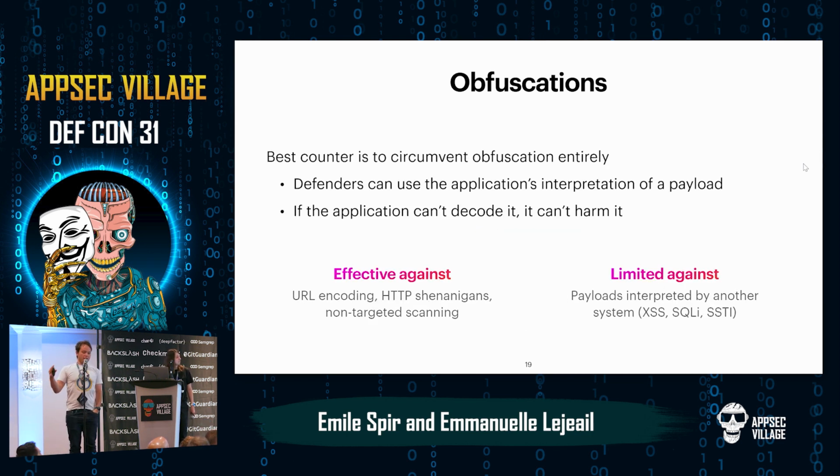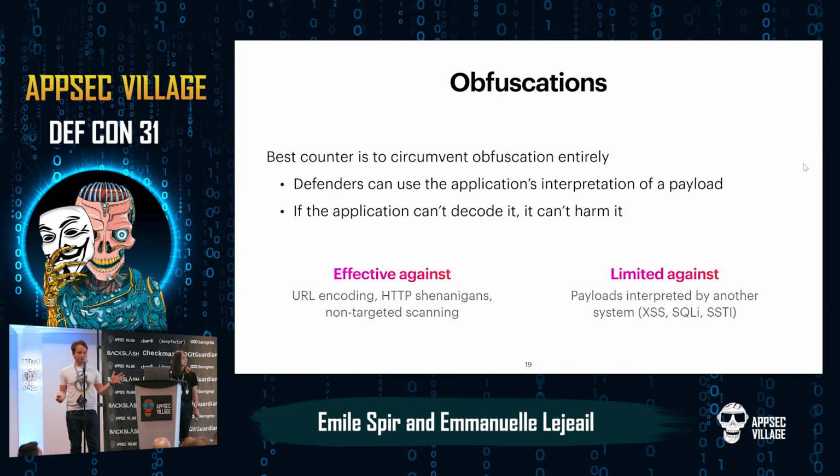The best way to deal with this kind of obfuscation is to work around it completely. We have one advantage as defenders, which is that we know what the application on the other side of the WAF is. We have some insight. We could know the language, the framework, what it's expecting. And using that, you could tell the WAF to decode the incoming parameter just like the application would do it. So it doesn't mean that we would be able to decode everything, but in practice you don't care, because if the application can't decode a parameter, then the parameter can't harm it.